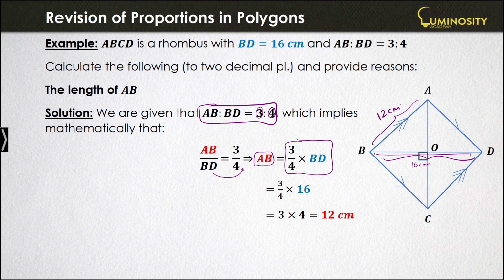And because we know it's a rhombus, that means every side here is 12 centimeters, because that's the important property of a rhombus, right? Opposite pairs of sides are parallel and all sides are equal in length.